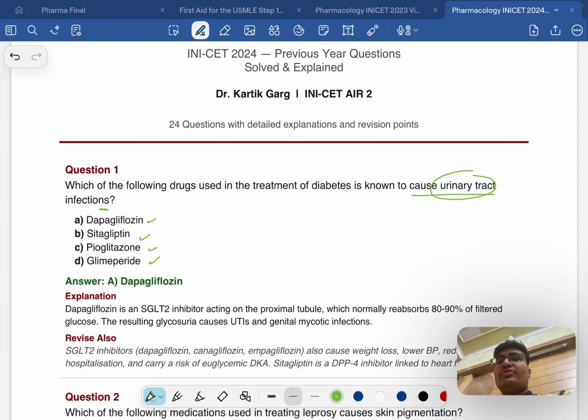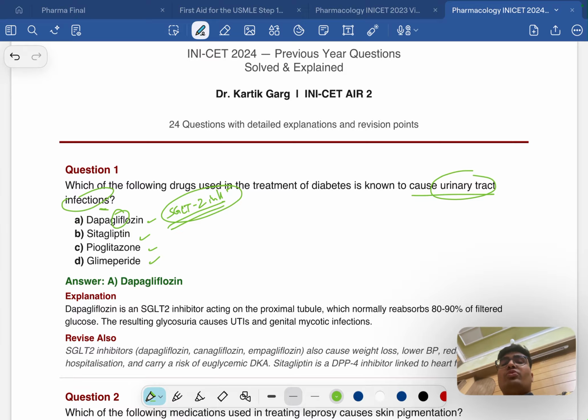Now urinary tract infection means that there is some bacterial infestation going on in the urinary tract, right? So what increases the chances of infection in a urinary tract? If there are more sugars flowing in the urine. And which drug increases the levels of sugars in the urine? The answer would be gliflozins. These are SGLT2 inhibitors. We should revise all the side effects of these options as well, because anti-diabetic drugs, their mechanism of action and their side effects are all really important for the INICET paper.